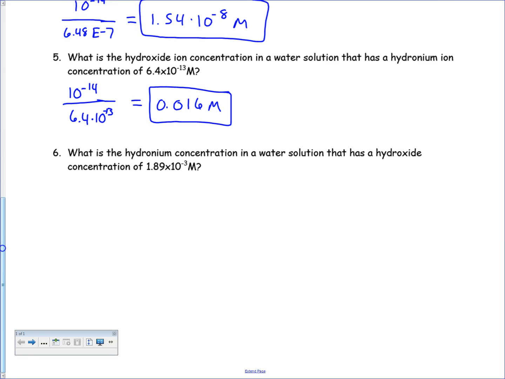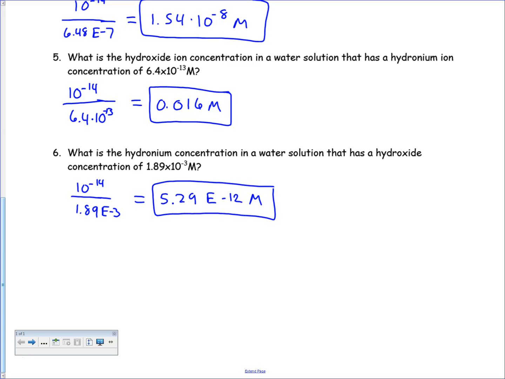For this last one, same deal, 10 to the negative 14th. This one's asking us for hydronium. It's given us hydroxide, so 10 to the negative 14th divided by 1.89 times 10 to the negative 3rd. Go through, calculate that. You get 5.29 times 10 to the negative 12 molar. All right, that is that.